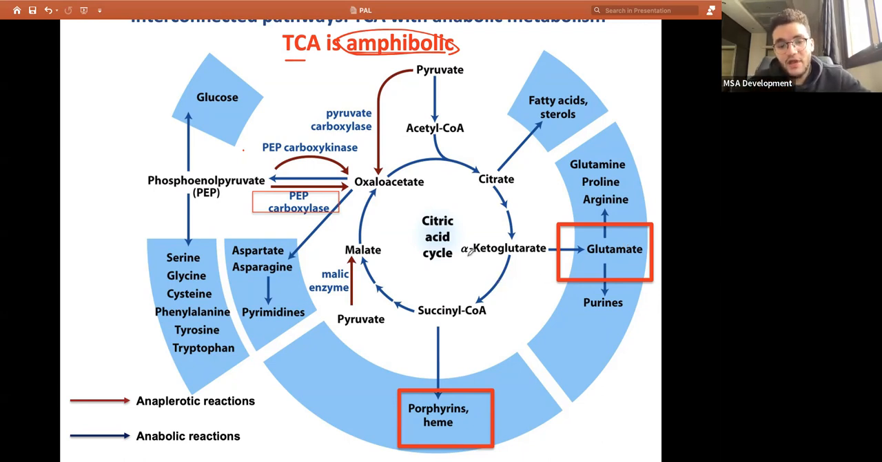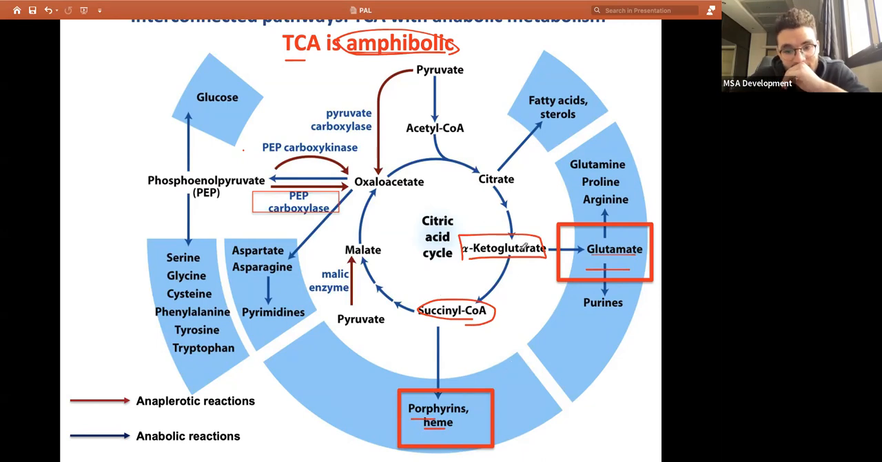For example, we have a substrate in the TCA cycle, an intermediate, which is alpha ketoglutarate. Alpha ketoglutarate is used to form an amino acid. So that is why it's anabolic. It's catabolic, obviously, because you're breaking down pyruvate and acetyl-CoA. But it's anabolic because the intermediates can be used to form an amino acid, for example. Another intermediate, succinyl-CoA, can be used to form porphyrins or heme, which is in the blood, right?